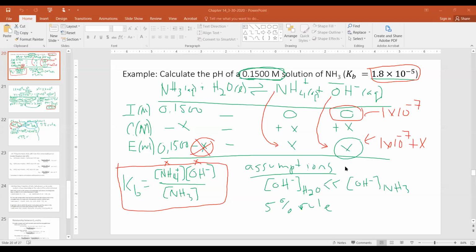So we finished last time with an example where we calculated the pH of a weak base solution. We took and determined the concentration of hydroxide using the Kb.